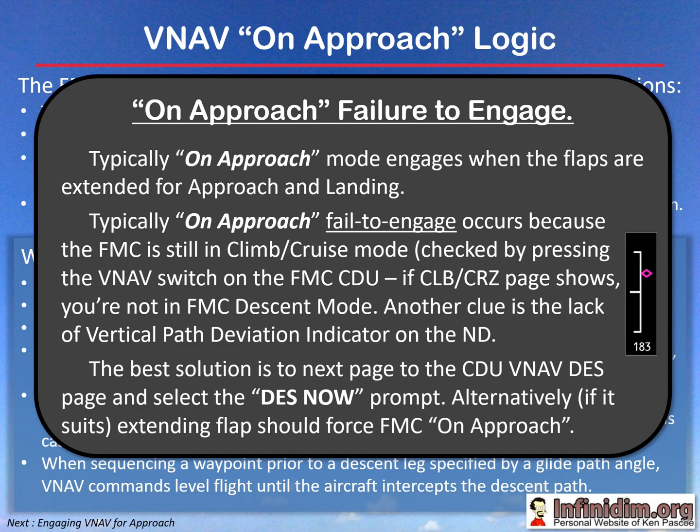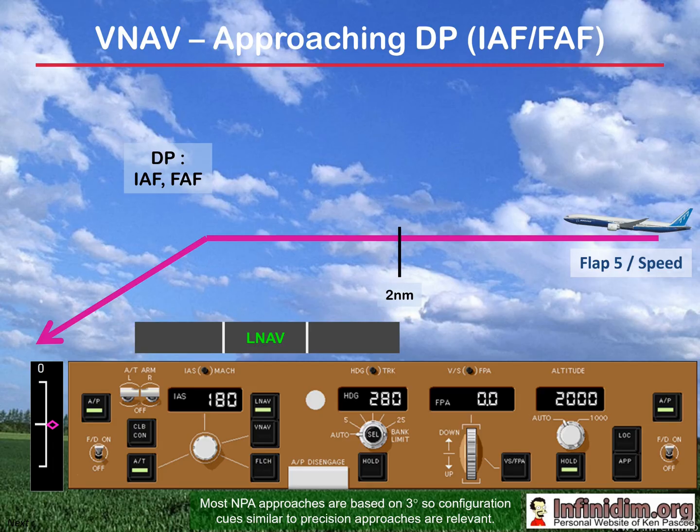Okay, let's have a look at engaging VNAV for the approach. So let's now talk about engaging VNAV for the approach. During your type rating, your initial training, you'll have been taught a standard 1, 2, 3 type of technique for VNAV engagement prior to a non-precision approach. This method should be tried and true and work pretty well most of the time, as long as ATC stay out of your way. So let's begin with the aircraft established on a level flight path into the final descent point, flap 5 speed, and LNAV engaged.